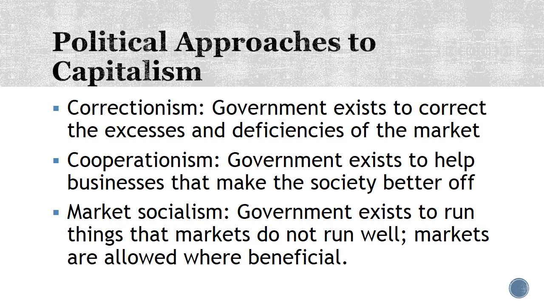And so, market socialism is the idea that the government exists to run things that markets do not run well, right? That is, markets are then allowed wherever they're beneficial. And look, to some degree, all governments do this, right? So a lot of people, for example, like to think of the United States as the ultimate of capitalist experiments. But frankly, there's all kinds of places where the markets are barred, right? Where they're not allowed, and where the government simply runs things because markets would do a terrible job.